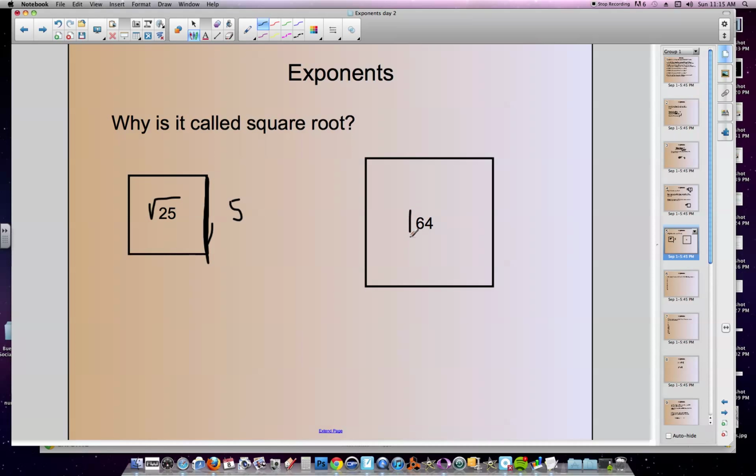Here, what's this side? Well, I know that if the area is 64, then one side must be whatever squared is 64. Well, what times what is 64? Well, hey, it's 8, so this side must be 8. So the root of this square, the square root of 64, must be 8.